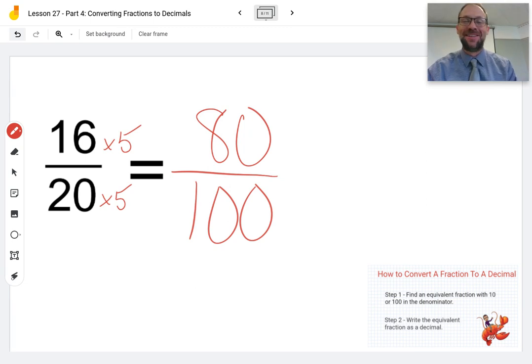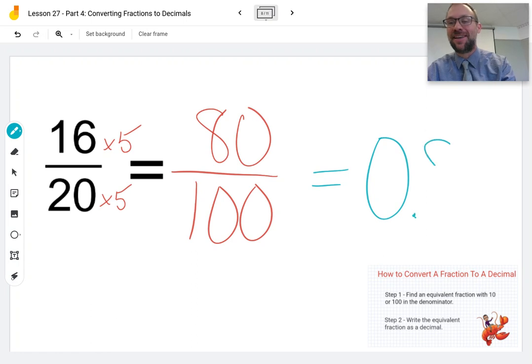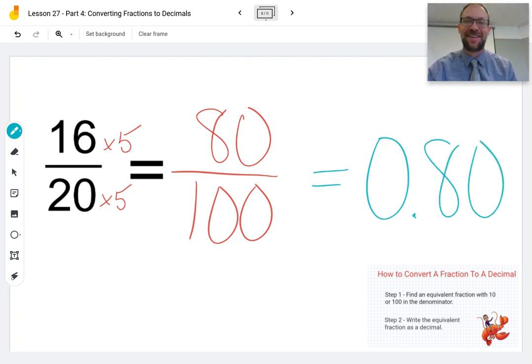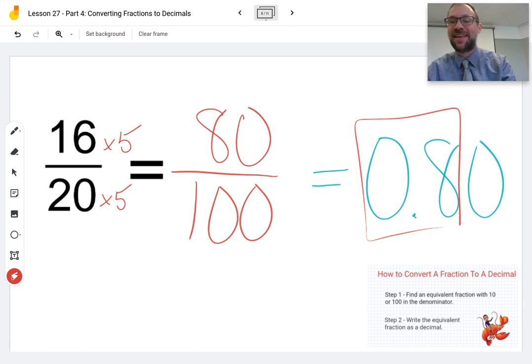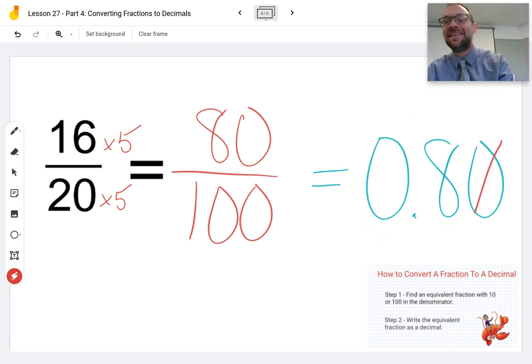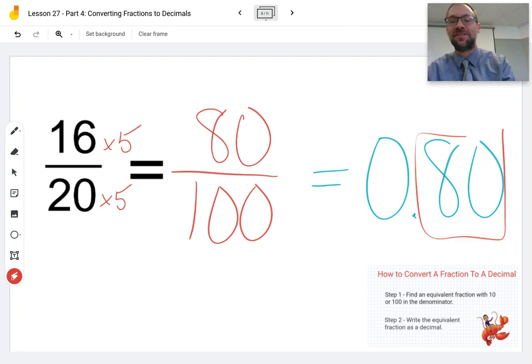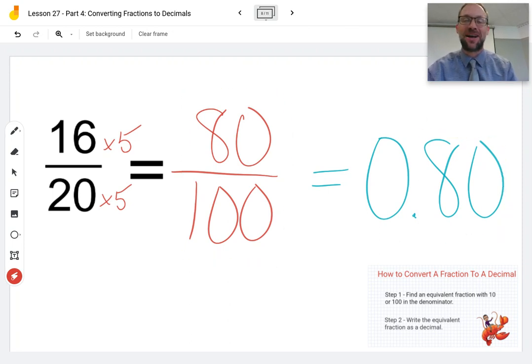All right, so let's go ahead and complete the last step. What is 80 hundredths written as a decimal? I hope you said 0 and 80 hundredths. If you said just 0 and 8 tenths, that is also correct. You don't need the 0 in the hundredths place, but it does help us to see that this is 80 hundredths, which is what we started with here in the fraction.